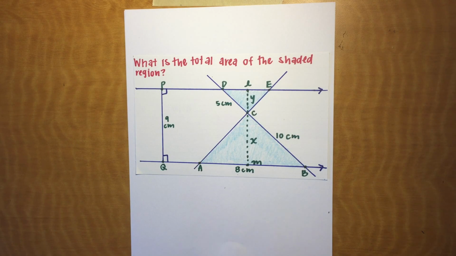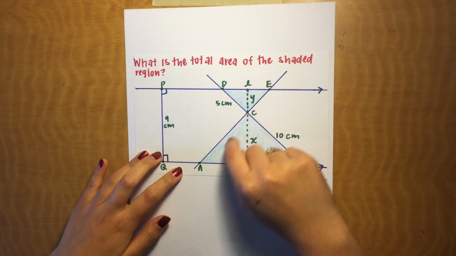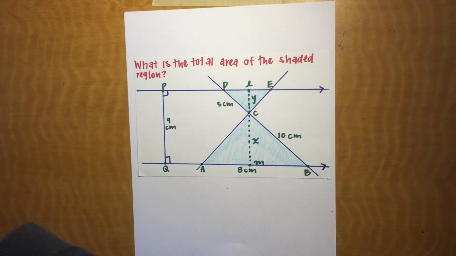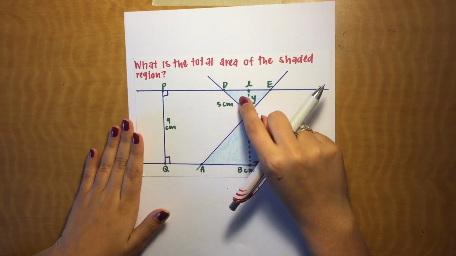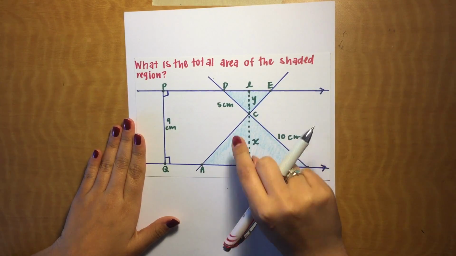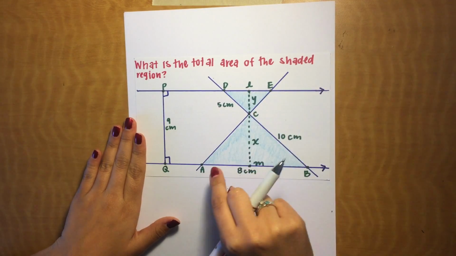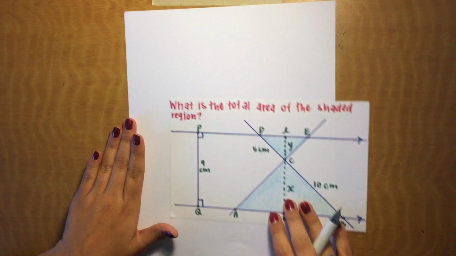For this video, we'll be doing 8.1 number 10, which asks, what is the total area of the shaded region? So we're going to try to find this area right here. First, let's just try to find a formula. The area of the shaded region is made up of triangle DEC and triangle ABC.